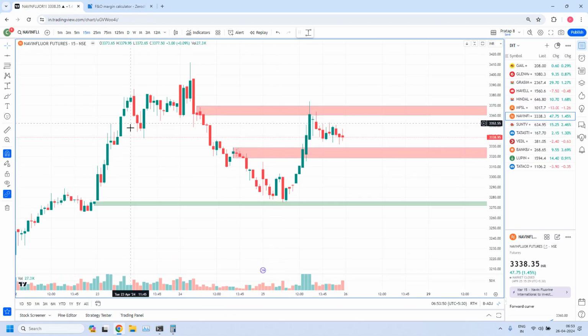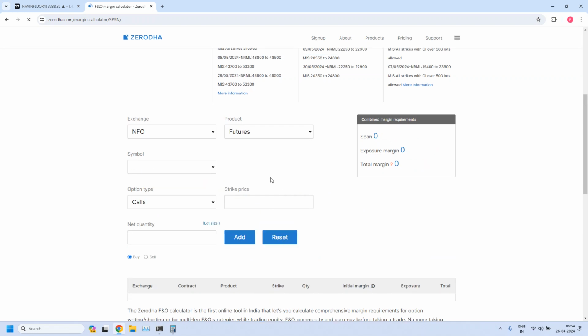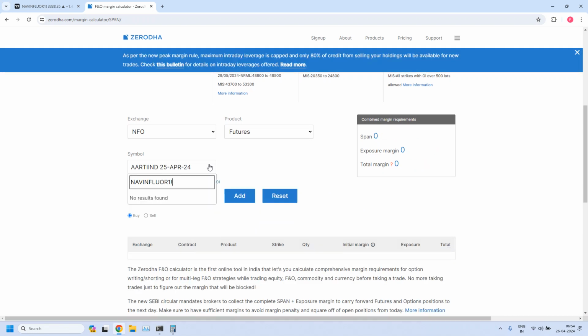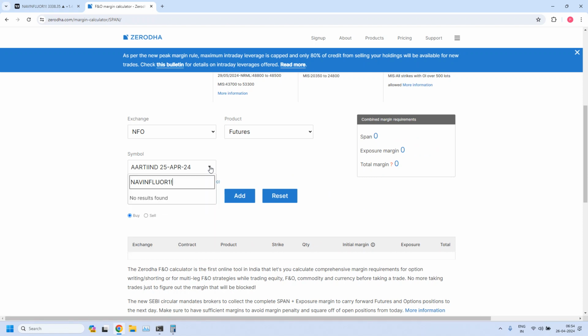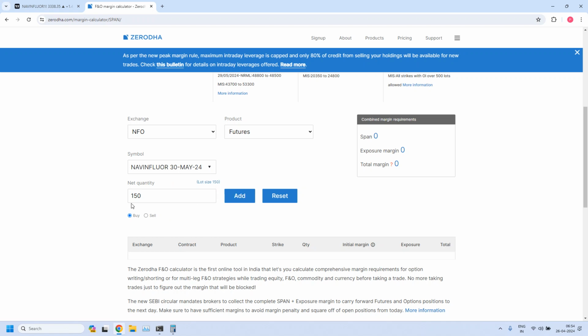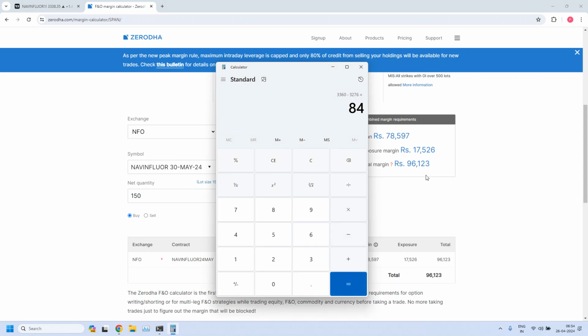Oh, I have made a mistake. I think I had drawn it in the futures chart. Okay, anyway, it doesn't make much difference. Let me reset and draw again. 150 is the lot size. 96,000 is the margin cost for one future. So it's a very cheap stock.